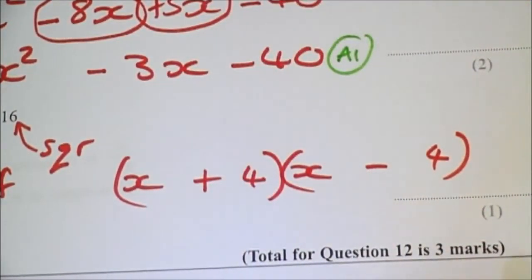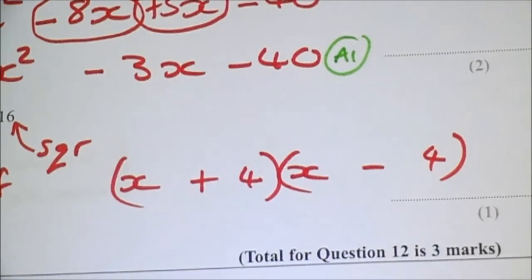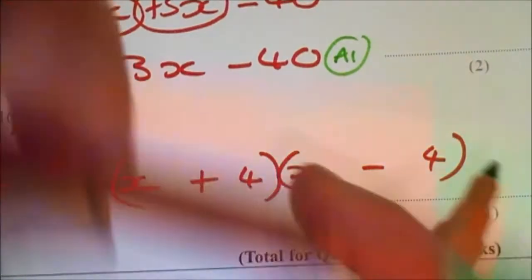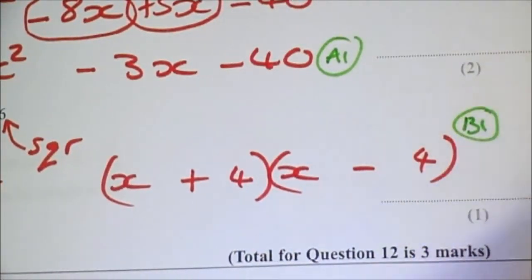So the difference of squares is always starting with x in both brackets. The second term in both brackets is going to be the root, and then one's positive, one's negative. And that's only a one mark answer, because you either recognise that rule or you don't.